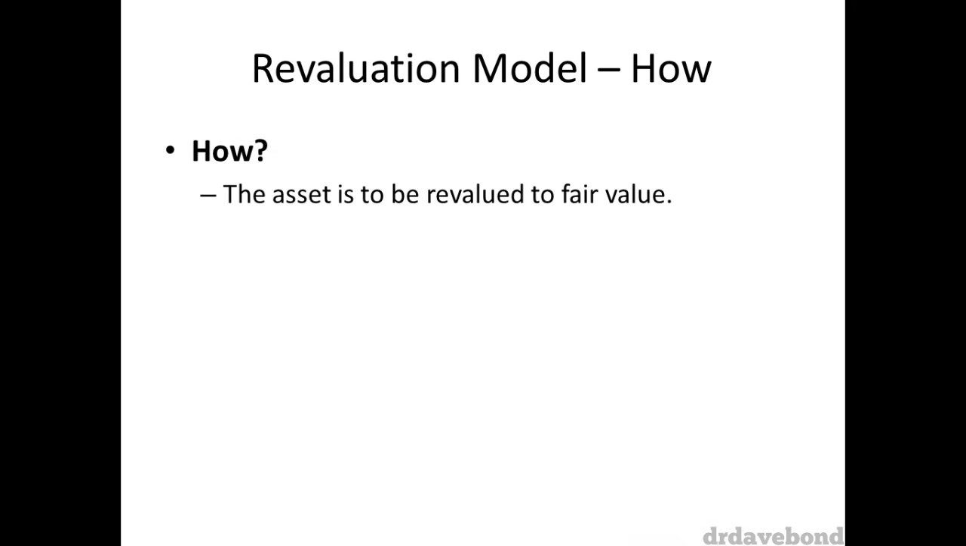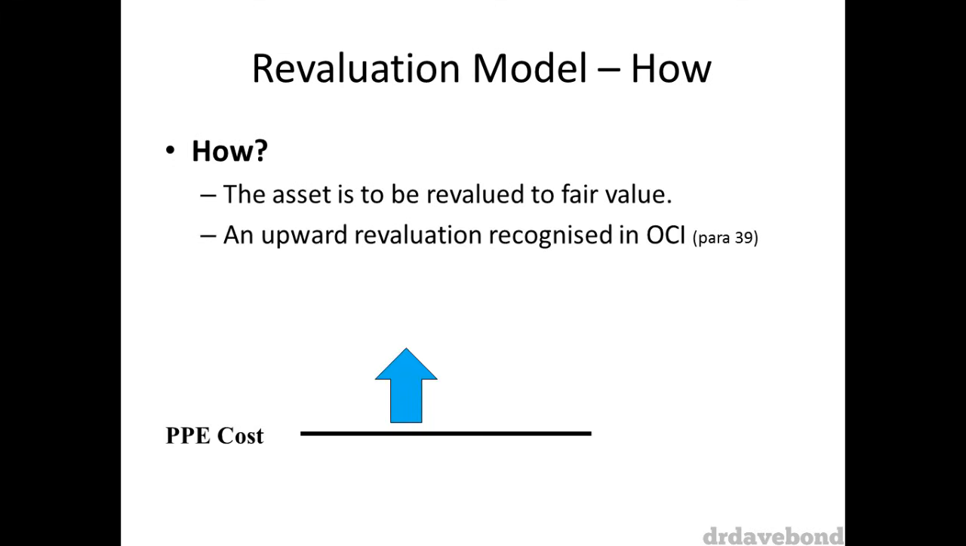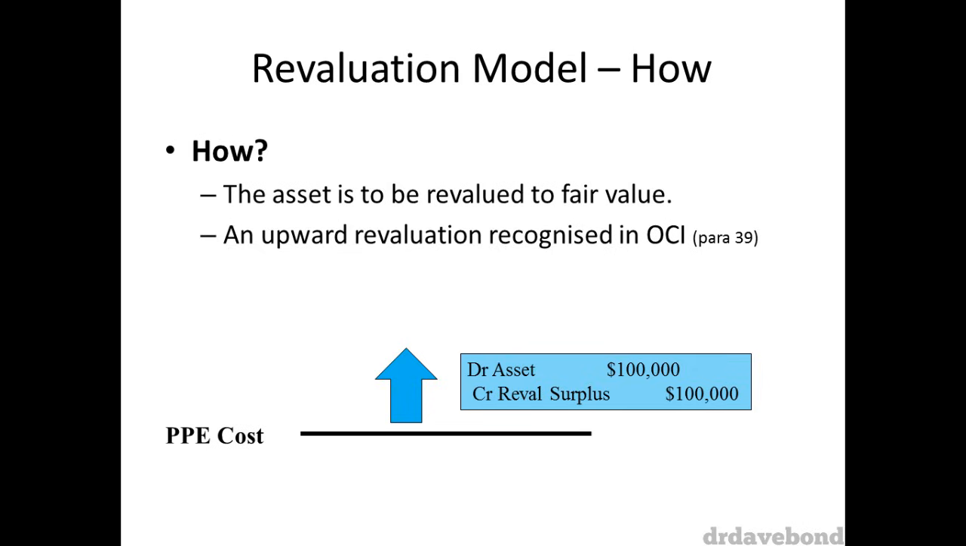Once a company makes a decision to revalue an asset, the asset is to be revalued to its fair value. Fair value is usually determined by a market-based appraisal of the asset. See AASB 13 Fair Value for more information. If the asset's fair value is greater than its current carrying value, it is an upwards revaluation. According to paragraph 39, this increment, the difference between fair value and carrying value, is recognized in other comprehensive income, specifically as a revaluation surplus. So the entry would be debit asset, credit revaluation surplus.